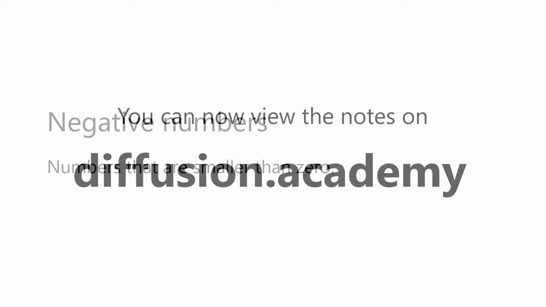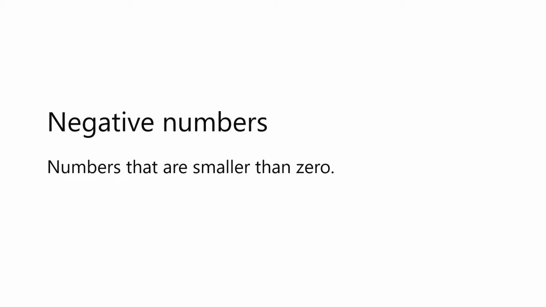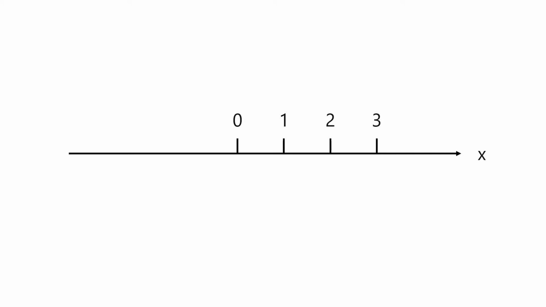Negative numbers are numbers smaller than 0. Let's represent negative numbers on the number line. To the right of 0, we have numbers 1, 2, and 3. What happens when you subtract 5 from 3?